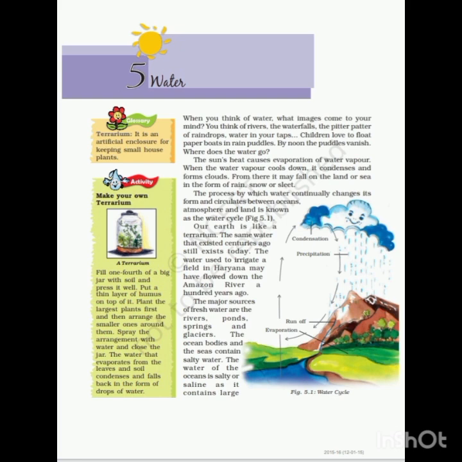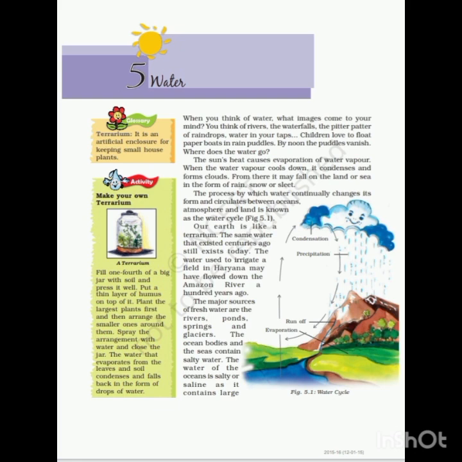How can we see that? Because we are using the water which existed thousands and thousands of centuries ago. We are using that water right now also, for several uses, for irrigation purposes also. As an example, in the fields of Haryana, we are irrigating with water which flowed down the river Amazon 100 years ago.